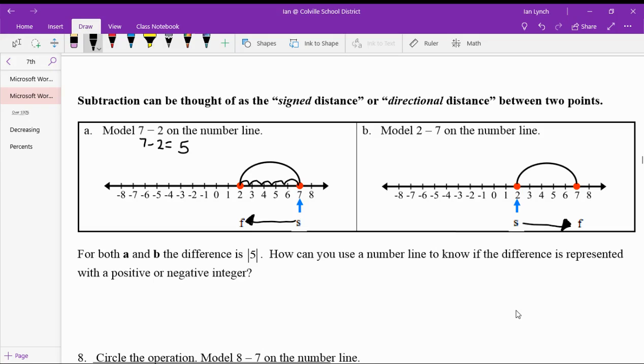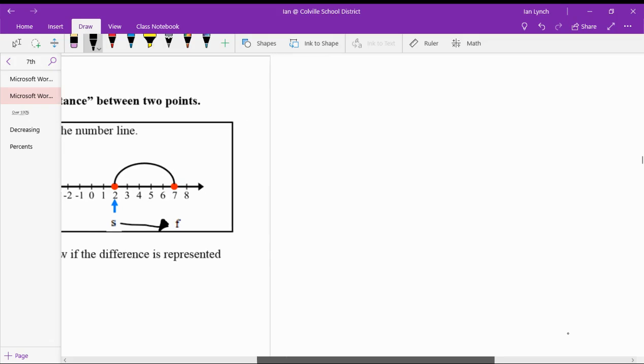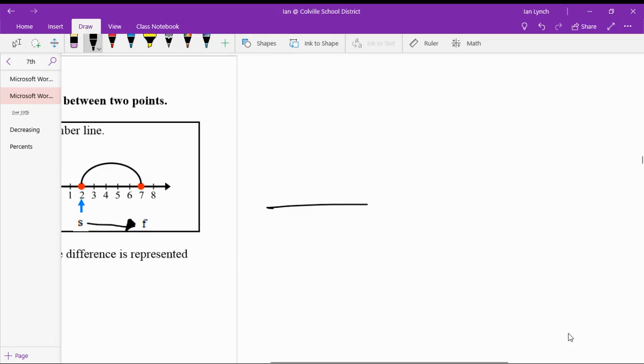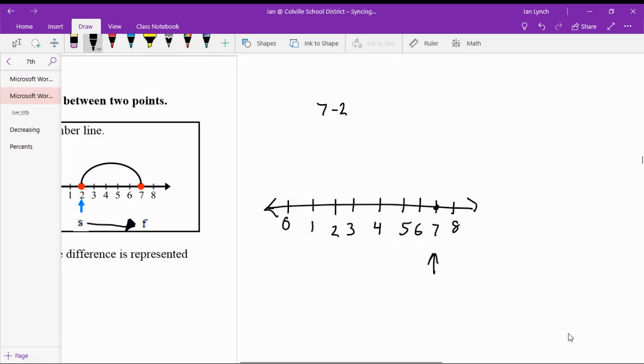So we're going to not ignore it, but we're going to change the way we think about this. So instead of moving that many places, I'll draw out my own number line here. Let me move off to the side. That's 8, 7, 6, 5, 4, 3, 2, 1, 0. And I know that's not perfect spacing, but it's good enough for now. The way we're going to think about this is the first number is our starting number. So in the case of 7 minus 2, we start at 7.